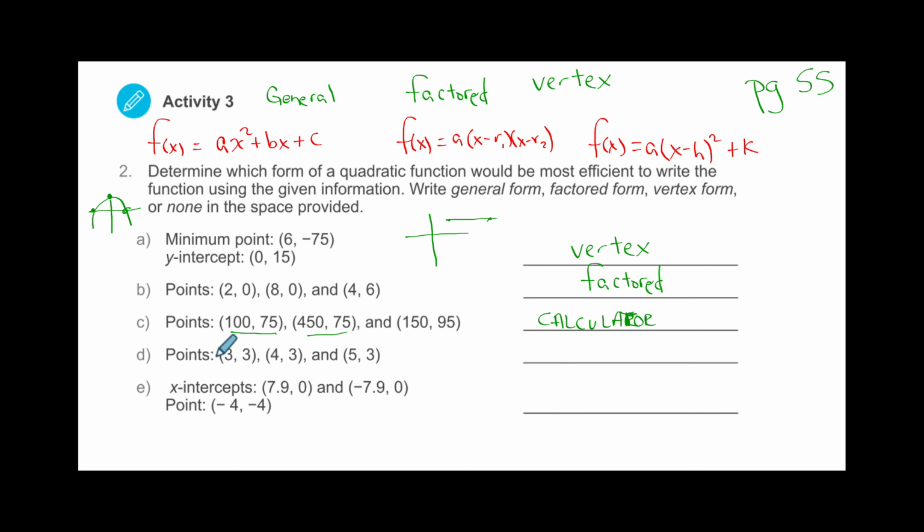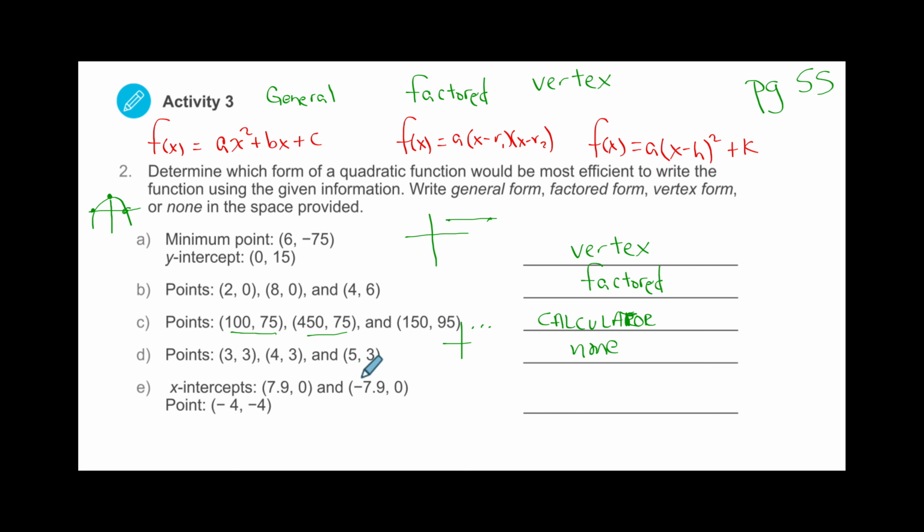All right, last one. (3, 3), (4, 3), and (5, 3). How is that even possible? There is no way you can have 3 points like that. That's not going to make a quadratic equation, it doesn't work. So I'm going to write none for that one. That was ridiculous. All right, and then lastly we have intercepts.